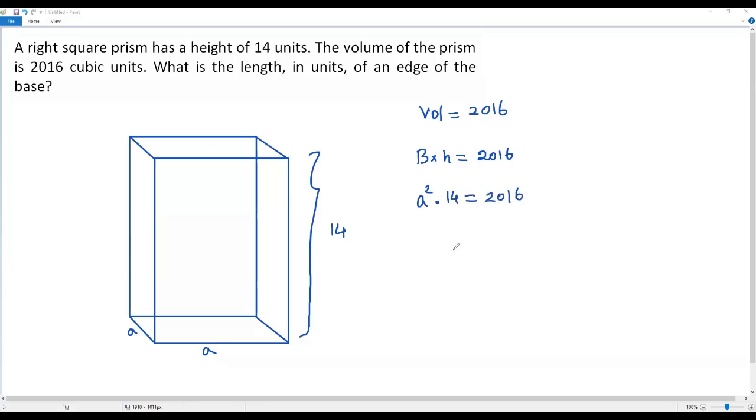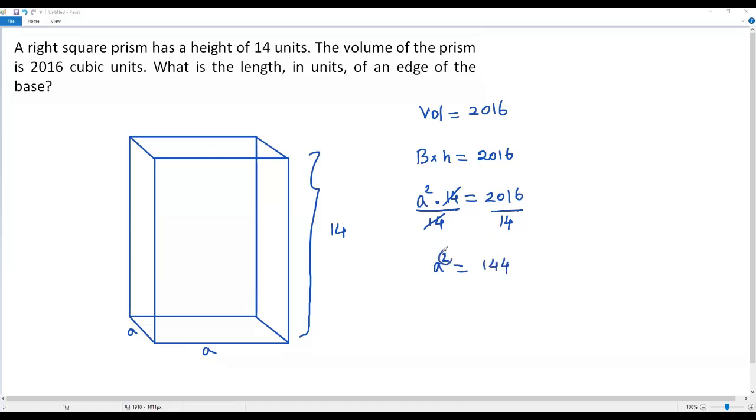Okay, my aim is to get the value of A, which represents the length of each side of the square base, or the length of the edge of the base. Now let me divide both sides by 14. When I divide both sides by 14, this 14 will cancel out. A squared equals, when I divide 2016 by 14, I am getting 144.